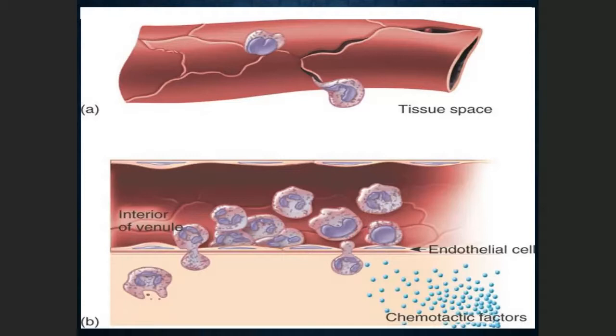Okay, so this is an example of diapedesis. The white blood cell is carried by this blood vessel, and they're able to actually move out from this blood vessel. They're able to squeeze between the epithelial tissue of the blood vessels.